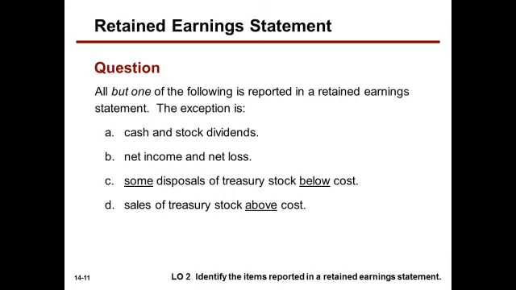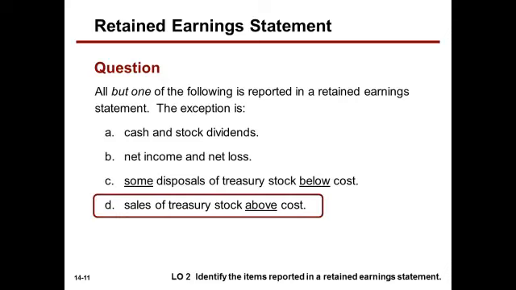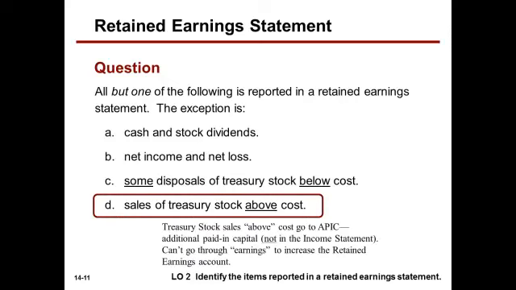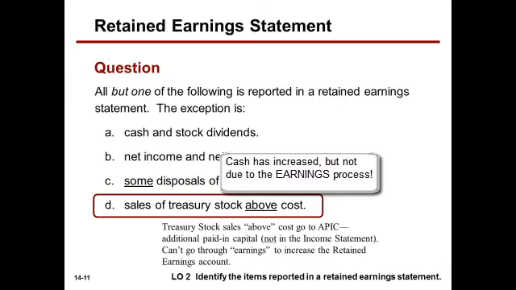Review question. All but one of the following is reported in a retained earnings statement. The exception is sales of treasury stock above cost. Treasury stock sales above cost go to additional paid-in capital, not in the income statement. Items flowing through retained earnings generally are a result of operations. If we sell treasury stock that was acquired off the market at a price higher than our cost, a corporation cannot report that as earnings. It cannot flow through retained earnings.